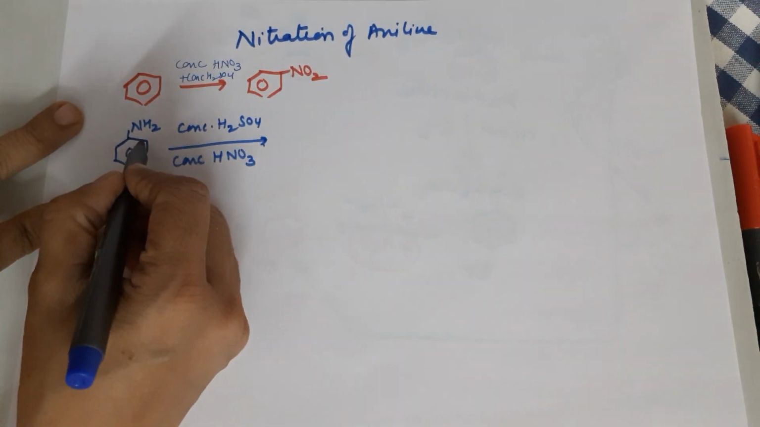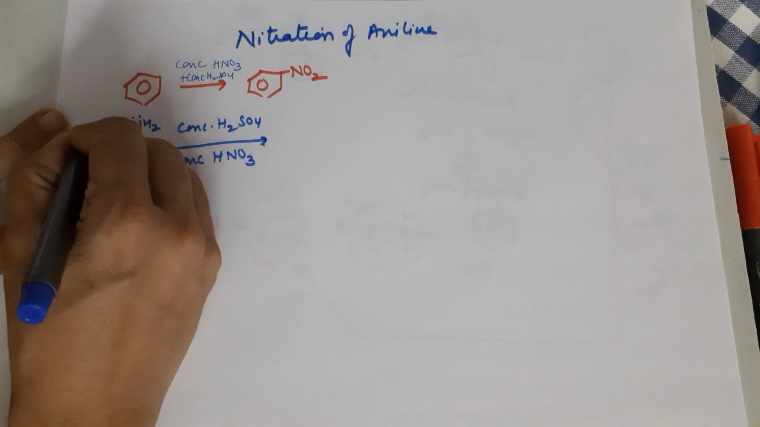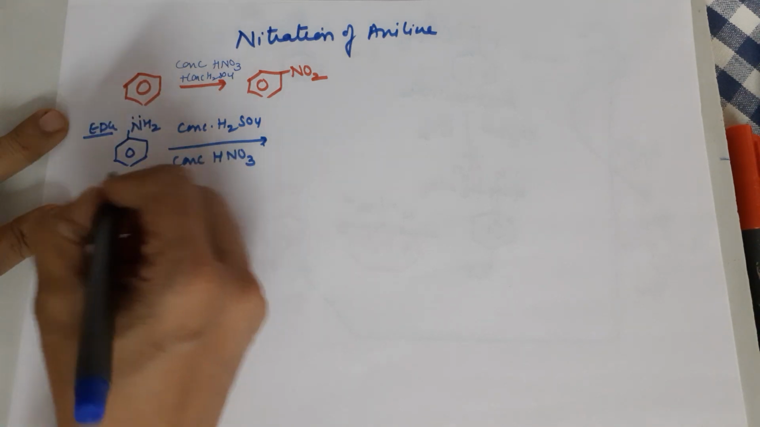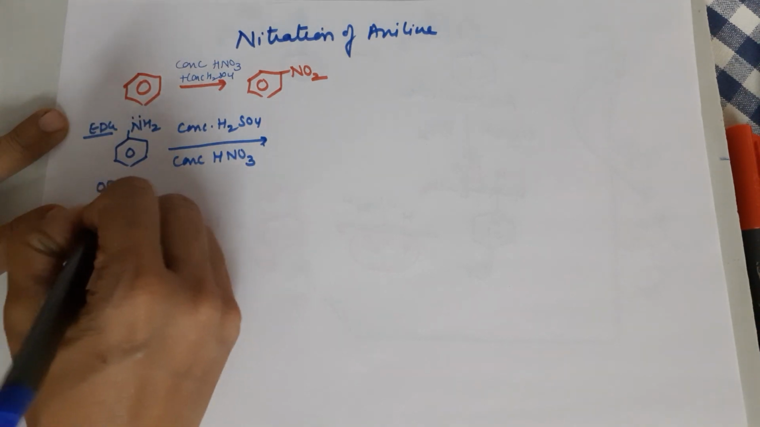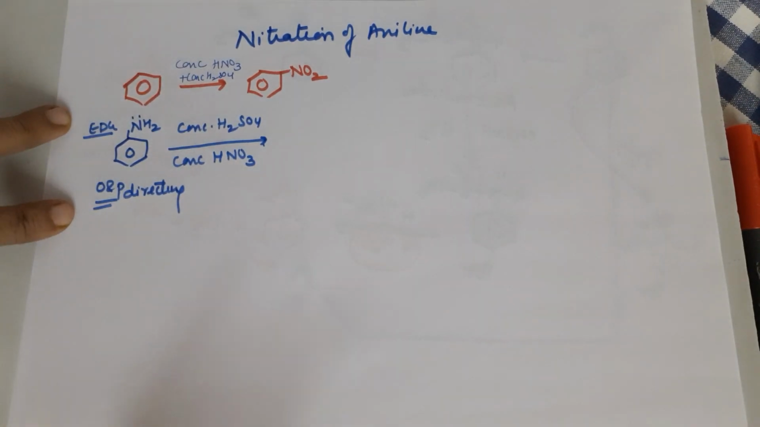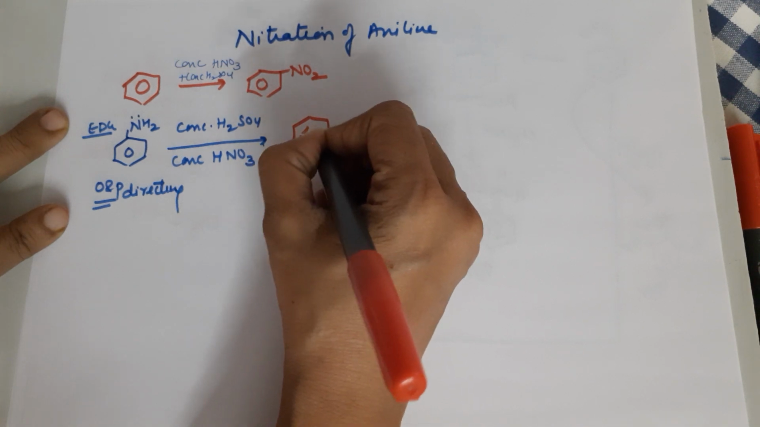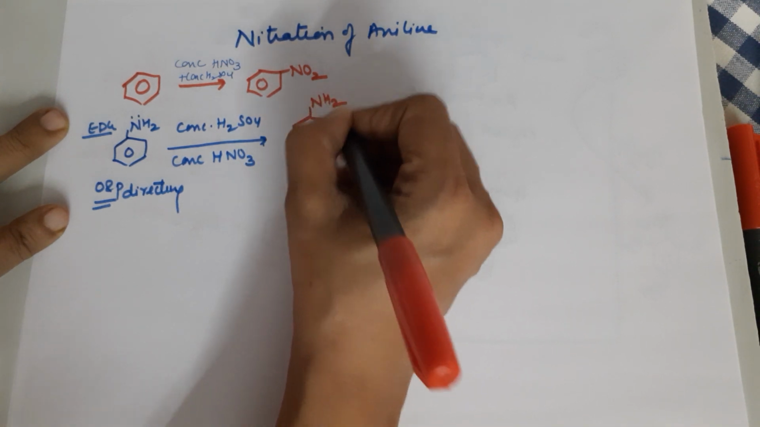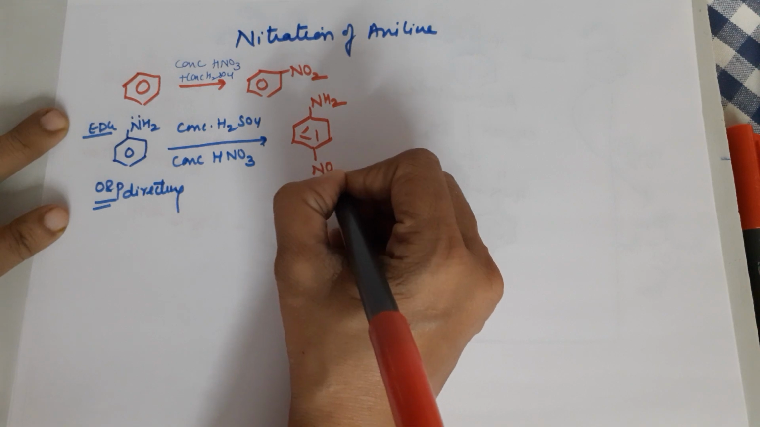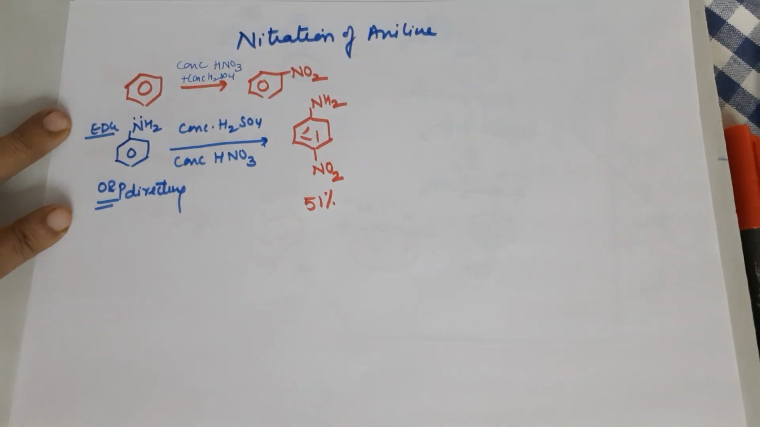Now, aniline, as we had seen before this, is an ortho-para directing group. It's an electron donating group. Therefore, it is an ortho and para directing group. So what is going to happen is, you expect it to form the para product as the major product, which is true, and surprisingly this is 51% formed.